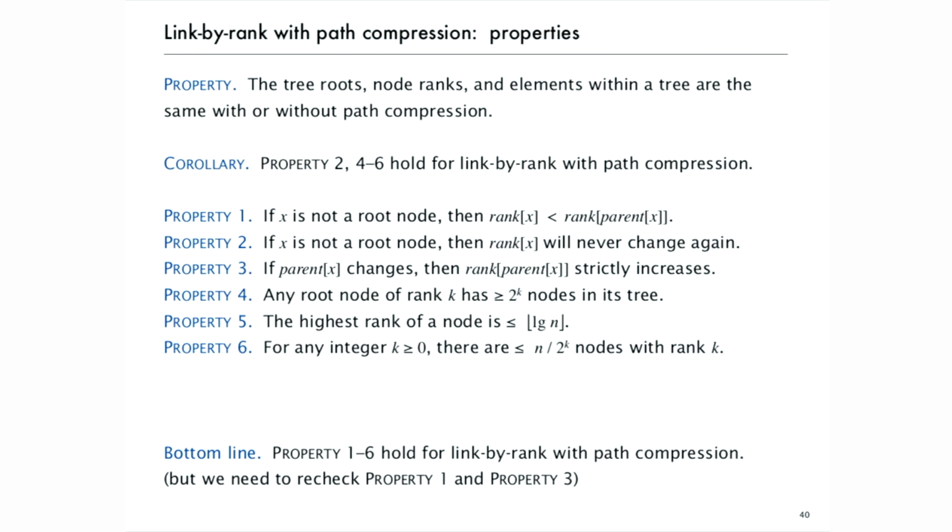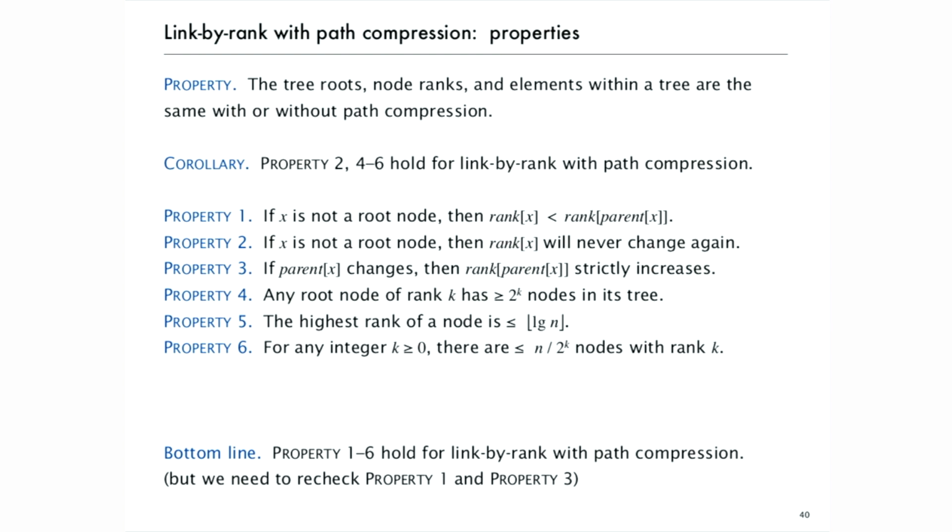This is fine, right? The tree root, node ranks, and elements within the tree are the same with or without path compression. You do not change the structure. I have not changed the root, and I have not changed the rank anyway, right?